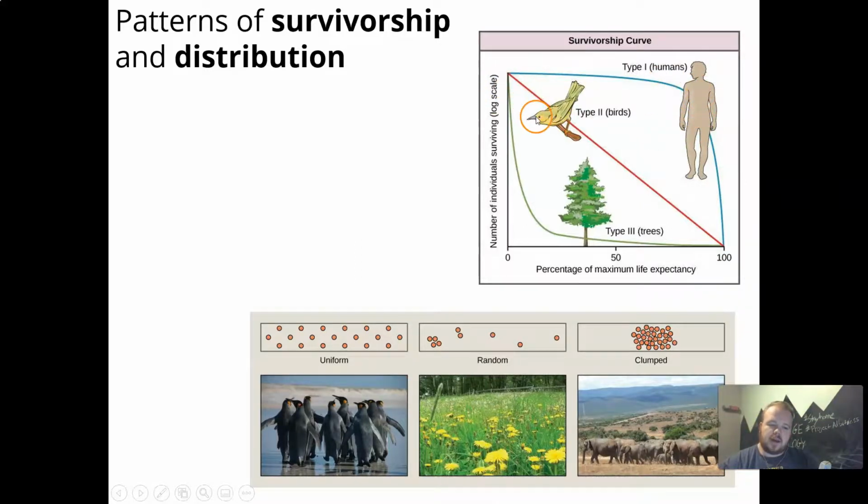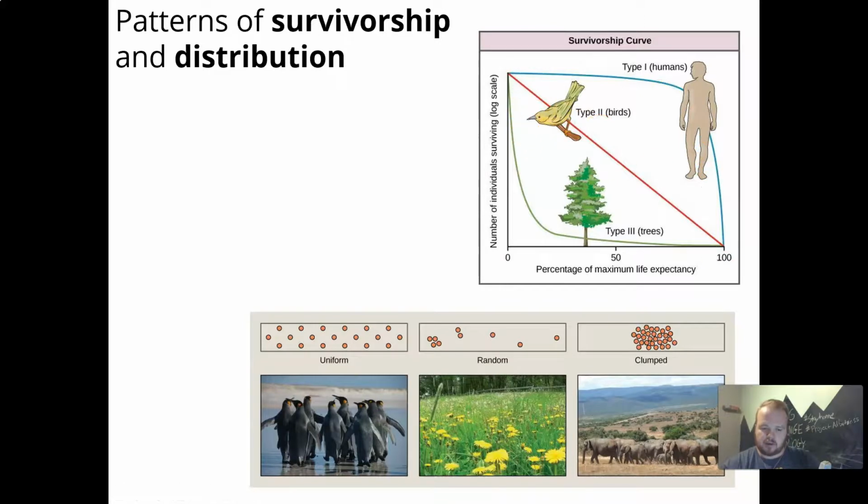Birds, meanwhile, steadily decline. Their number of individuals surviving on a log scale tends to decrease the older they get. So they don't actually live very often to 100% of their maximum life expectancy, and they tend not to stay towards it.